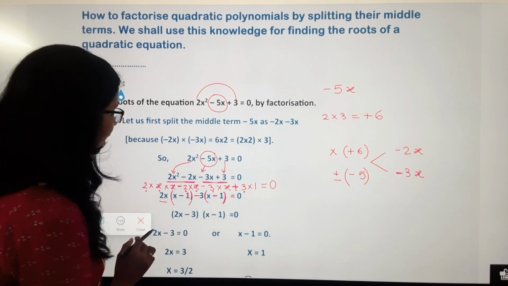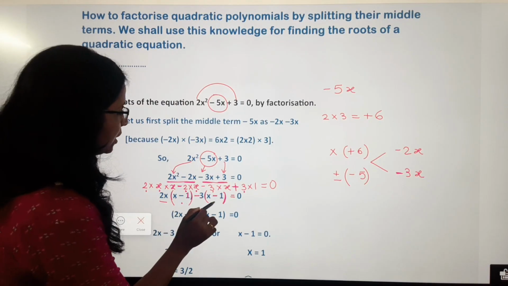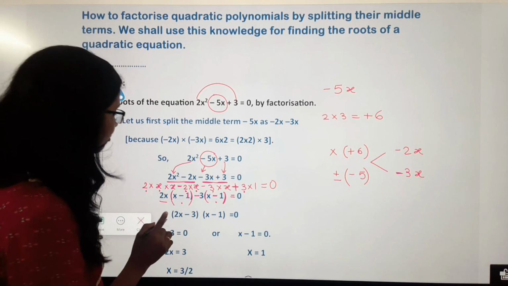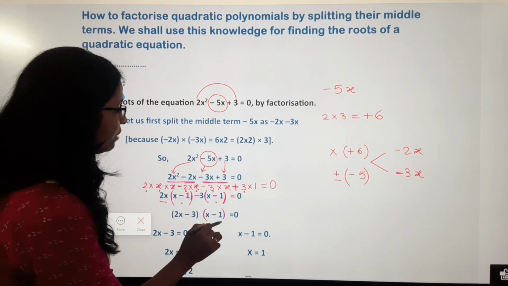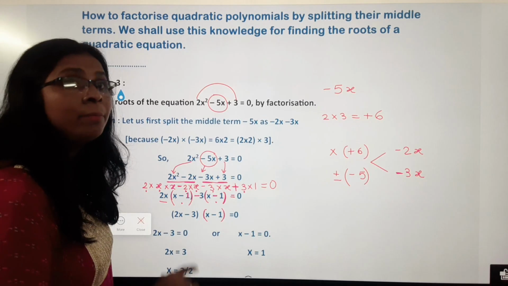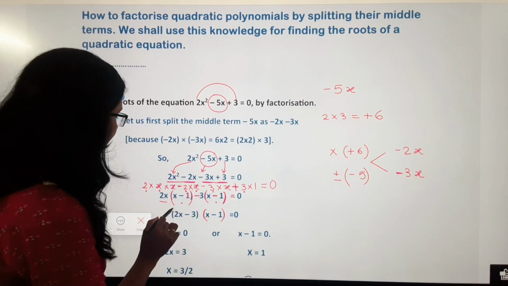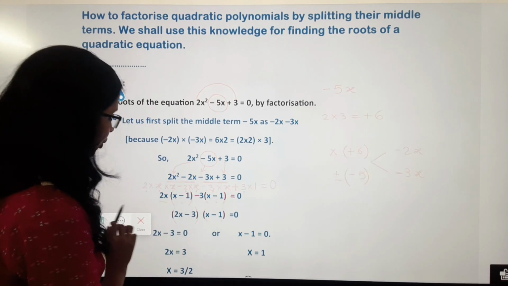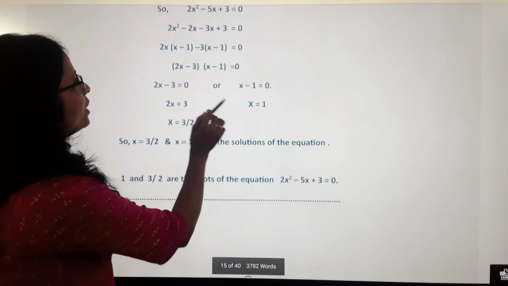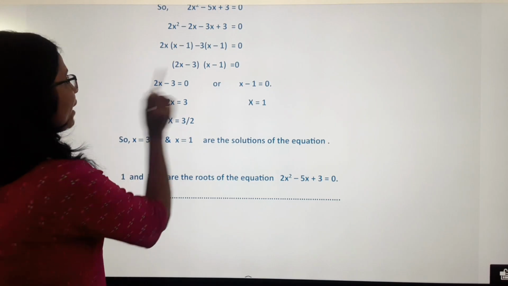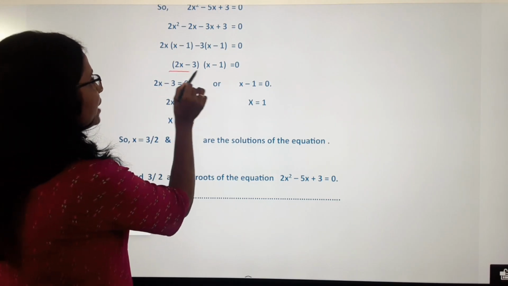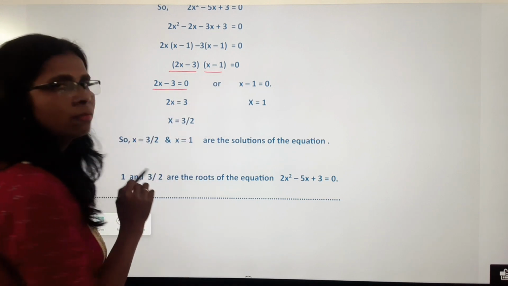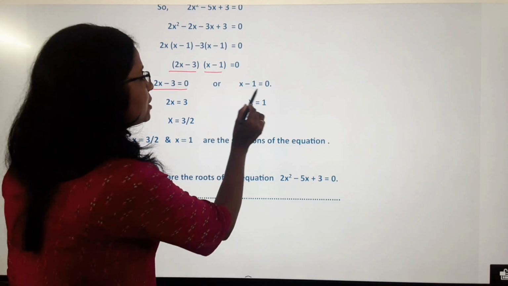So now let's see here that x minus 1 is in the first bracket and x minus 1 is also in the second bracket. So that's why x minus 1 is written only one time in the bracket, and the remaining factors are written in the second bracket, that is 2x minus 3, which is equal to 0. So now we have the two brackets, 2x minus 3 and x minus 1, which is equal to 0. So we say that 2x minus 3 is equal to 0, or x minus 1 is equal to 0.